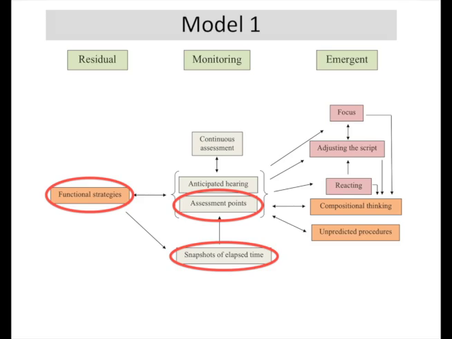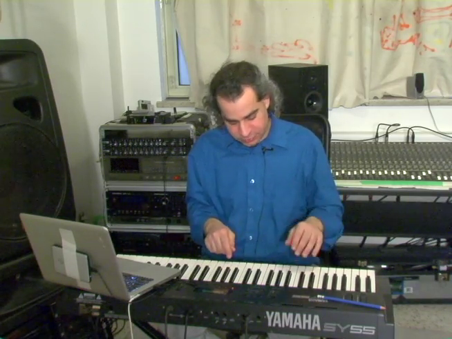For instance, at certain points I can focus on assessment points and feed functional strategies, which are reassessed by snapshots of elapsed time, and I may reassess again and keep applying functional strategies. In this case, this loop would revolve around a very focused idea that I keep sort of tweaking. Let's say that I go with this.